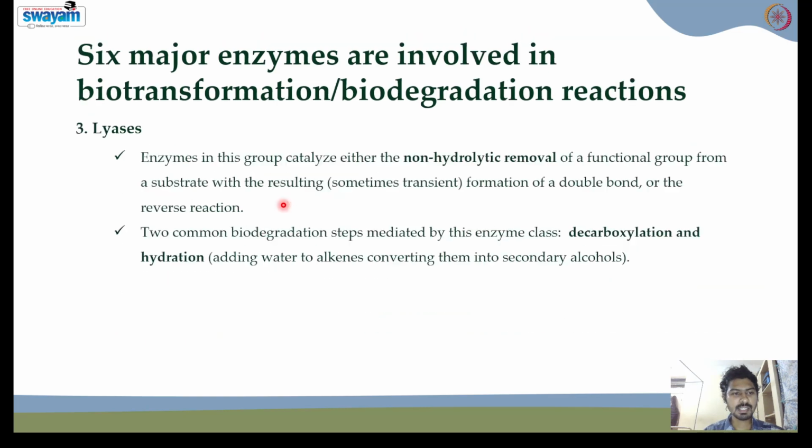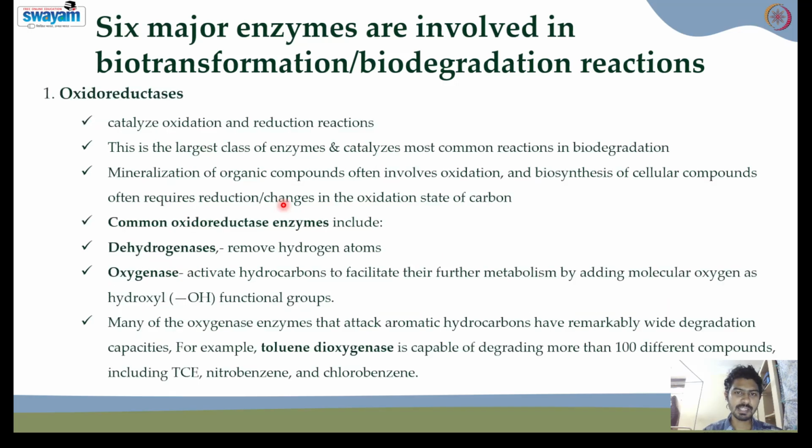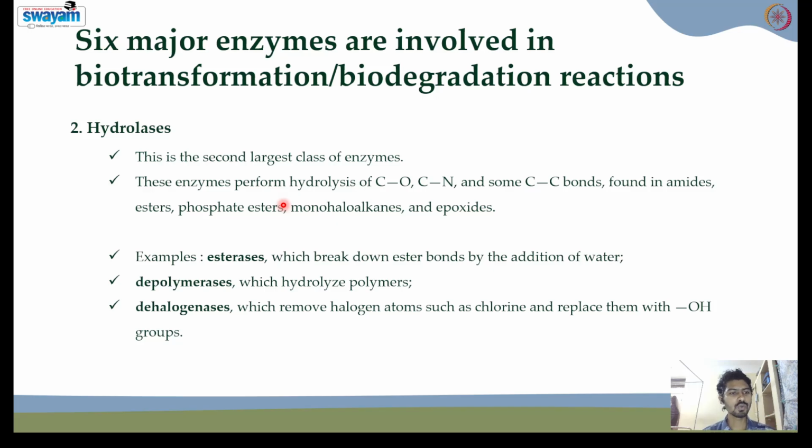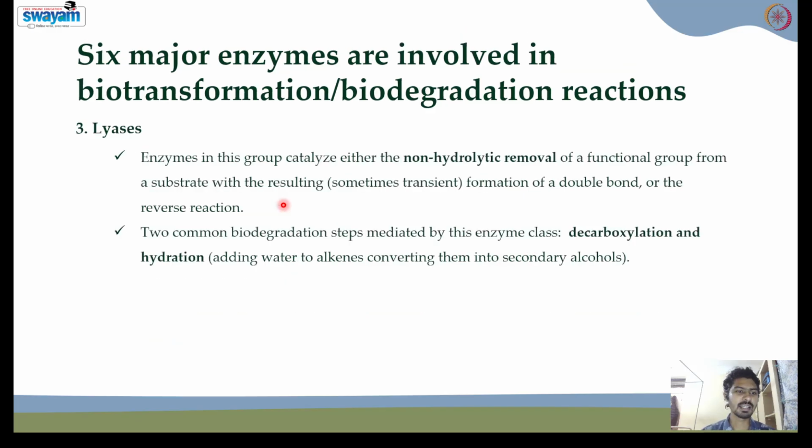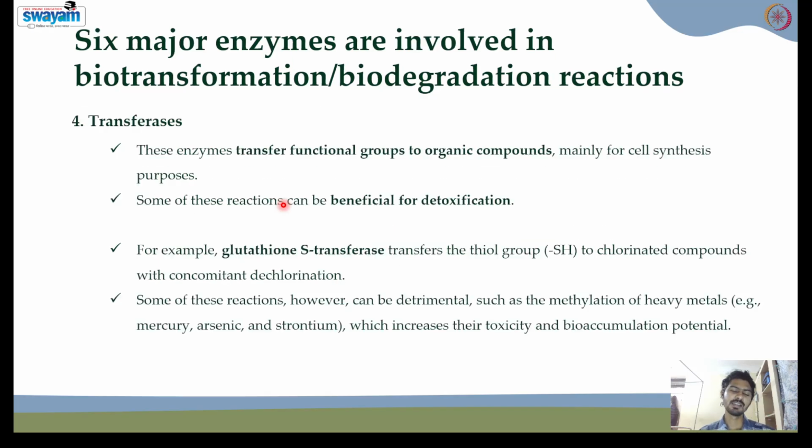So these are all the six major classes of enzymes that are commonly used in biotransformation or biodegradation reactions. The first is the largest class of enzyme, which is oxidoreductase. They catalyze both oxidation and reduction reactions. Whereas hydrolases hydrolyze by adding a water molecule and cleave C-O, C-N and C-C bonds. In the third class, lyase, they catalyze the non-hydrolytic removal of a functional group from the substrate. Whereas transferases transfer a functional group to organic compounds.